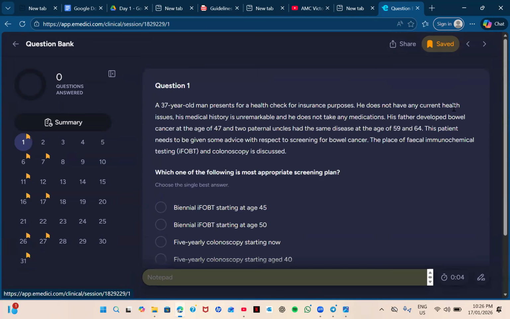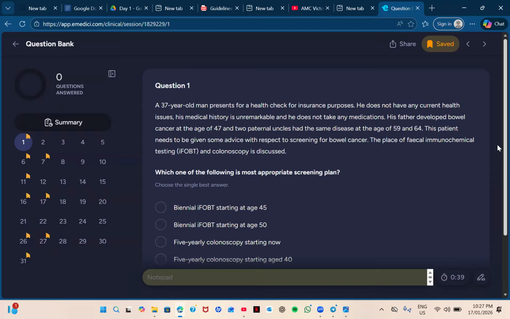A 37-year-old man presents for a health check for insurance purposes. He does not have any current health issues. His medical history is unremarkable and he does not take any medications. His father developed bowel cancer at the age of 47 and two paternal uncles had the same disease at the ages of 59 and 64. This patient needs to be given some advice with respect to screening for bowel cancer.